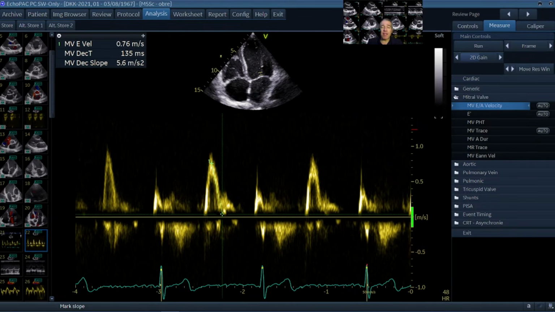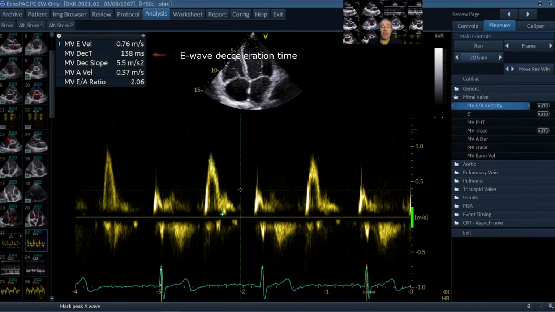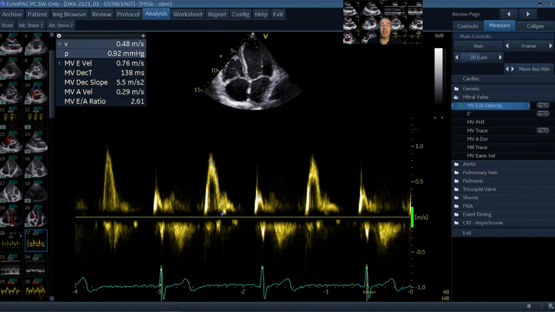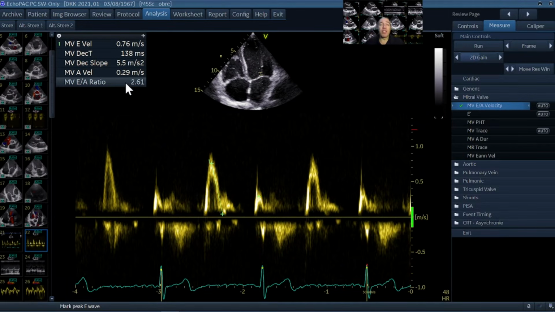I indicate typically in this measurement also the deceleration time, how long it takes to decelerate again to zero. And then the system wants me also to indicate the maximum A wave. I also try to stay within here. And we have an EA ratio, which is quite high here with 2.6. And we have a deceleration time, which, if you look it up, is quite short. So you might think that this is a restrictive filling pattern, which should be a pathologic situation.